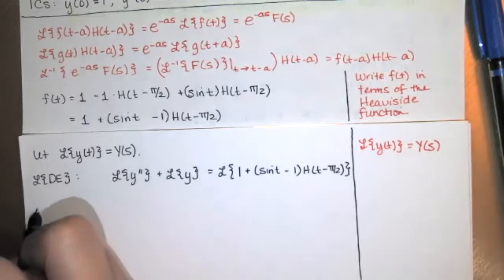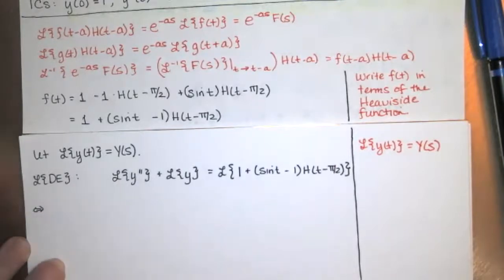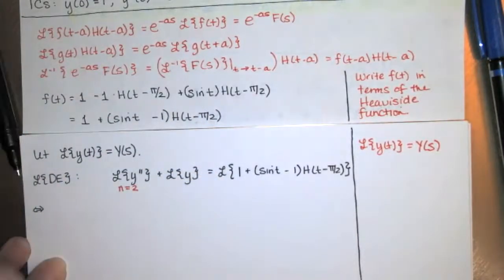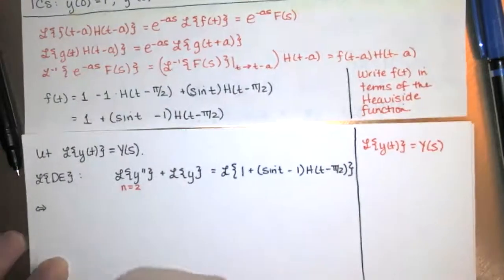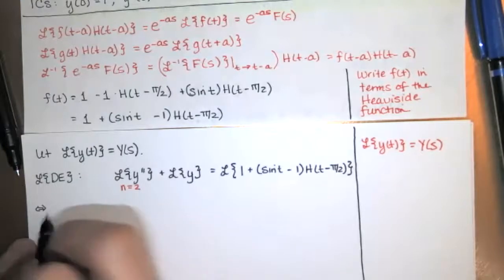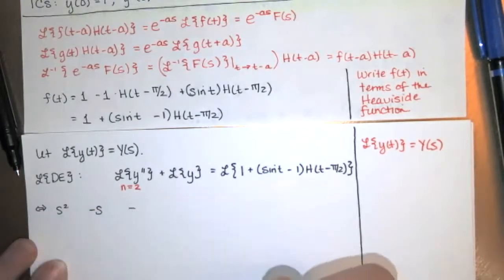Okay, so we can compute the Laplace transform of this now. n is equal to 2. That means when I'm computing the Laplace transform of that second derivative, I'll have 3 terms. We always have one more term than the order of the derivative. And it's going to have an s squared, and then we have an s to the first, and then we have an s to the 0.